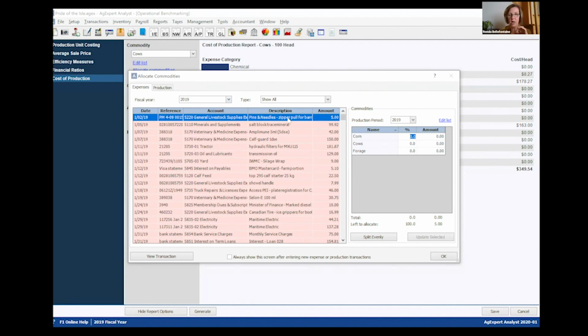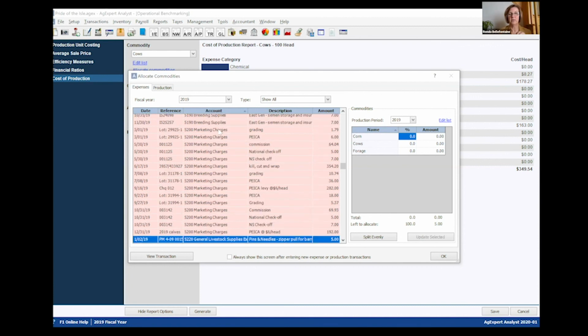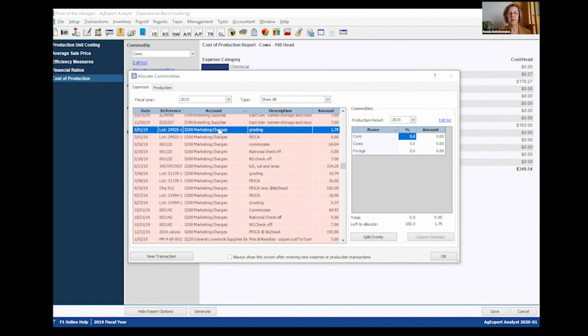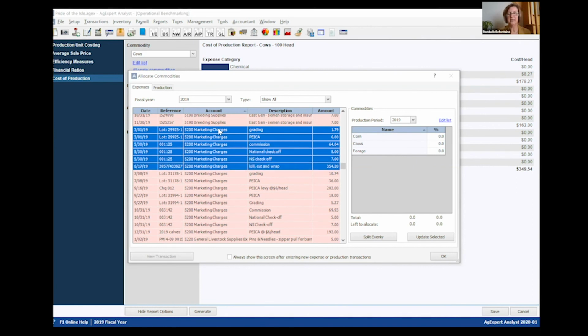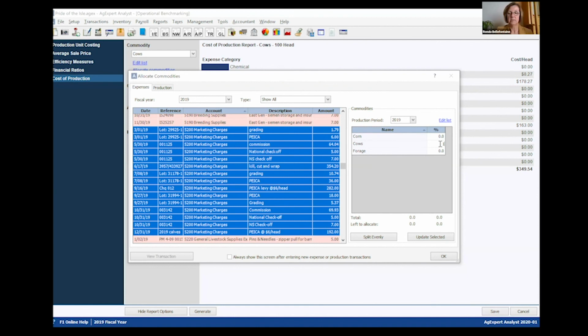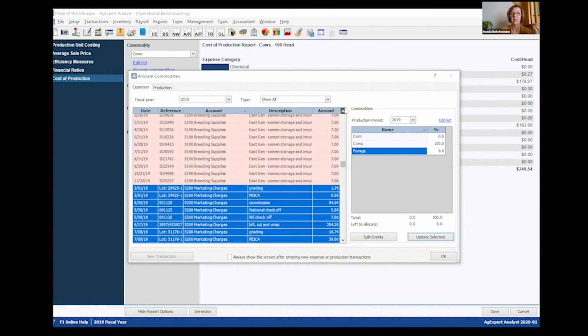I can sort all of this according to any of these categories. So if I want to sort them by account, this will sort it so that I have all the marketing charges together. And I can say, because I know how I track the data, these marketing charges on our farm are 100% for the cows. So I assign 100% of them over there, and then I update. So you can go through every category of expense that you have and assign these.